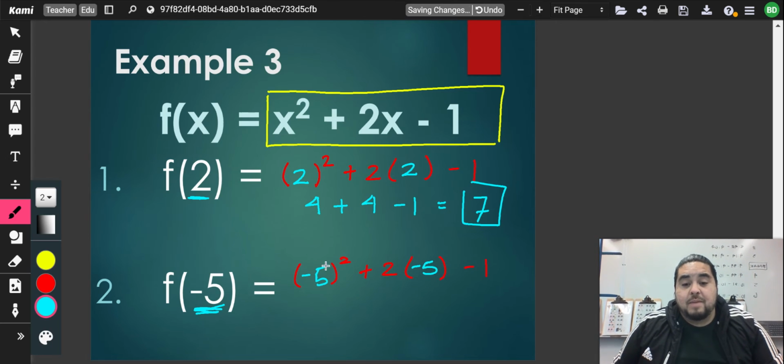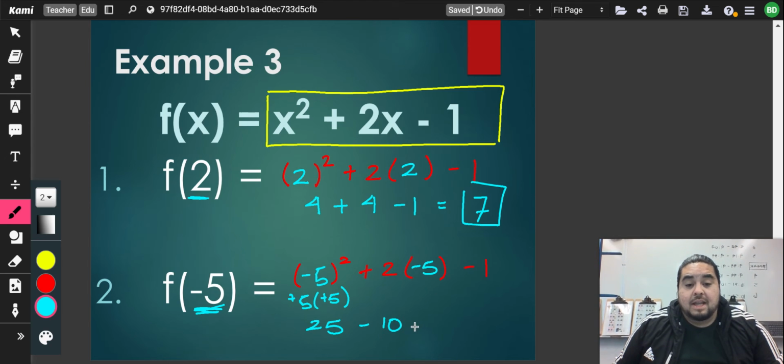And now we really have to think about what it means to square something so we don't get confused here. Negative 5 squared means negative 5 multiplied by itself. So negative 5 times negative 5. When I multiply a negative by a negative, it turns to a positive. And 5 times 5 is 25, so that's positive 25. 2 times negative 5 is negative 10. And then I subtract 1 from all of that. So I have 25 minus 10, that gives me 15, minus 1 more, that gives me 14.